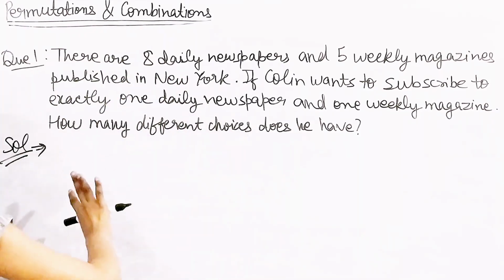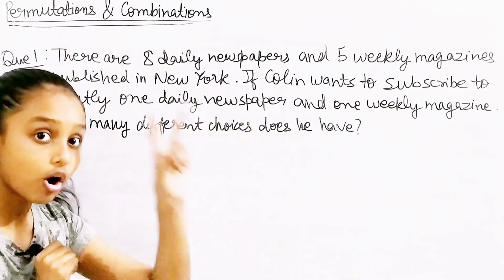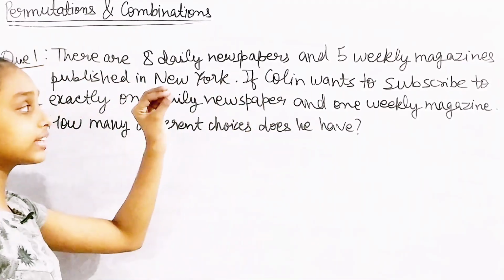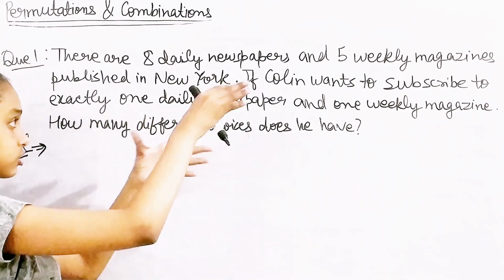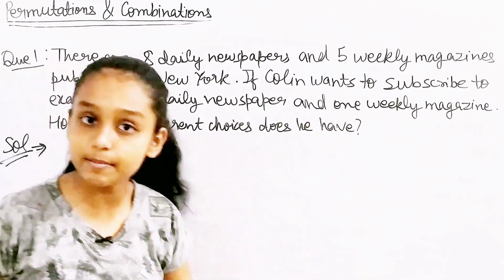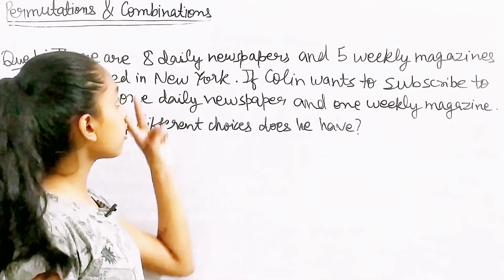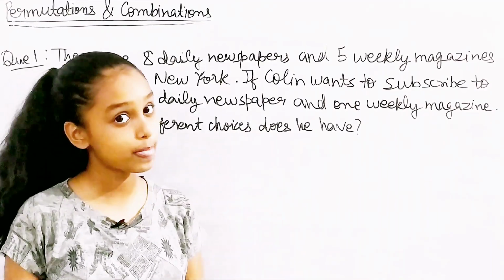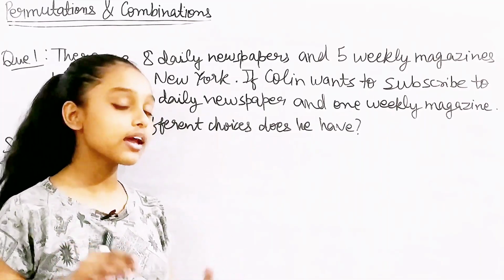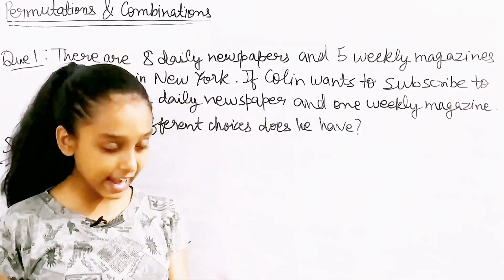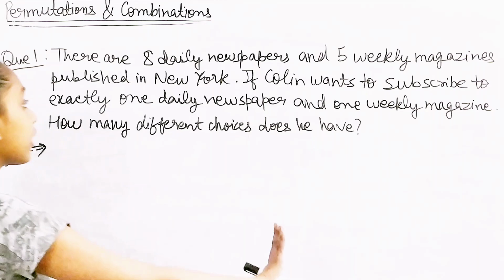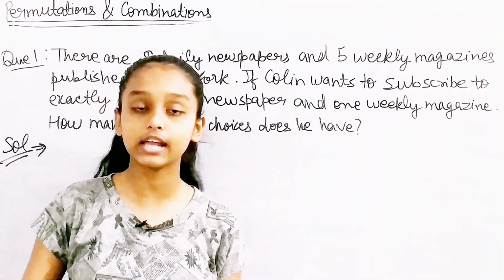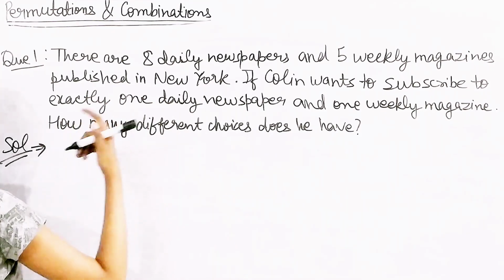So what we can see is that here 2 ways are given, M ways and N ways to do. Colin has to subscribe to exactly one daily newspaper and one weekly magazine. So there are 2 things he has to do, and there are M ways and N ways. So which principle am I going to use? I am going to use the first principle, which is the multiplication principle, where I'm going to use M into N ways to find how many different choices Colin has. If it's clear, then let's write the answer.